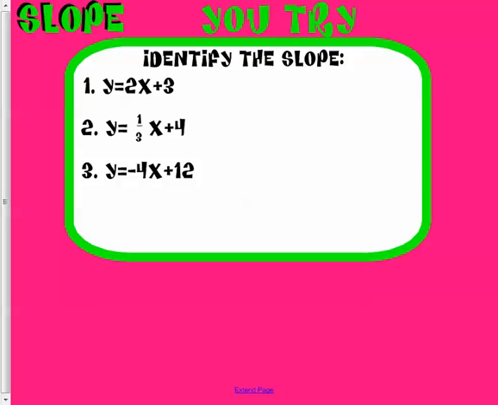Try to identify the slope here for me. Okay, pause the video and try it. So in this case, the slope is 2. In this one, the slope is 1/3, and in this one, the slope is a -4.